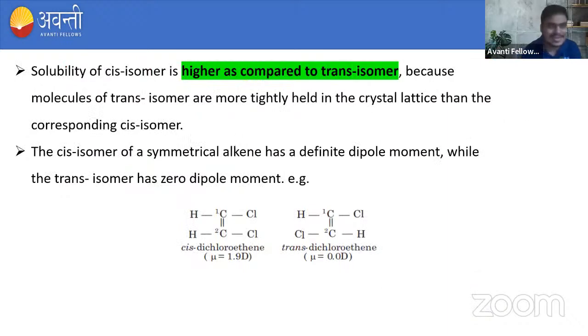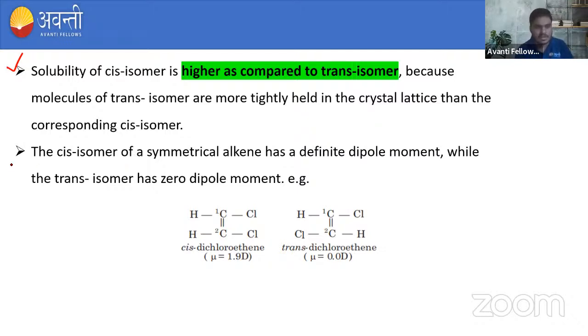Now, move to the next thing, that is solubility. The solubility of the cis isomer is higher as compared to the trans isomer, right? Why? Because the molecules of the trans isomer are more tightly held in the crystal lattice than the corresponding cis isomer. That's why the solubility of cis is more as compared to trans. ये सभी points remember करने हैं because many times questions come directly from cis and trans, regarding the maximum boiling point, melting point, solubility. So this thing is very, very important, right?